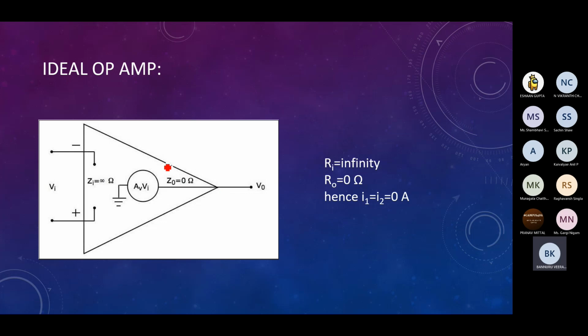This is how the ideal op-amp looks like. The input resistance is infinity, and the output resistance will become 0. And we can see that then I1 equals I2 equals 0. That is nothing but the current flowing inside the op-amp.